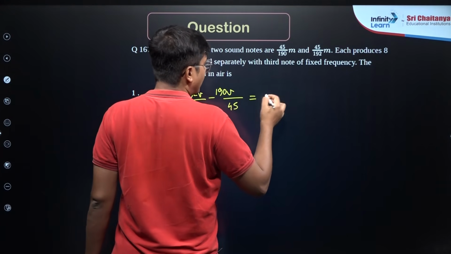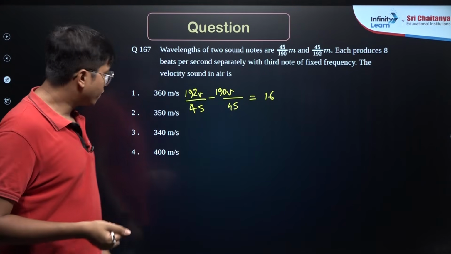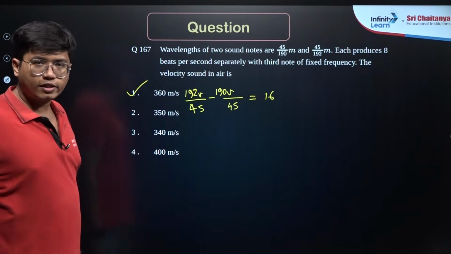You subtract them, that is equal to 16. Solve for V, and I think the answer will come out to 360 meters per second.